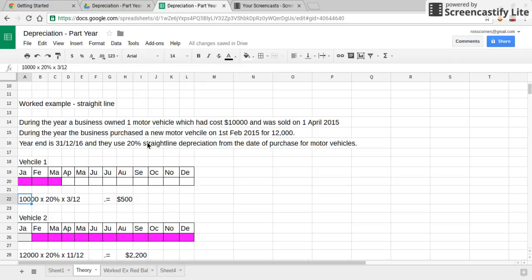So on the vehicle that we disposed of on the 1st of April, we need to include a whole month's depreciation for January, February and March. So we do 10,000 times 20%, which equals 2,000. Then we multiply that by 3/12 of a year, and that gives us $500 depreciation needs to be provided for vehicle 1 in this year.